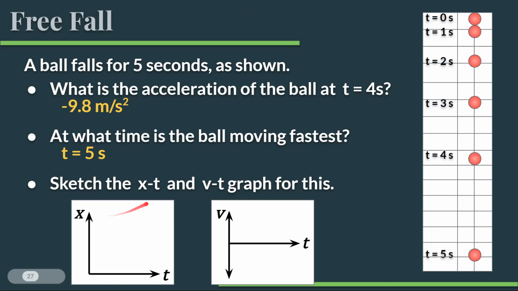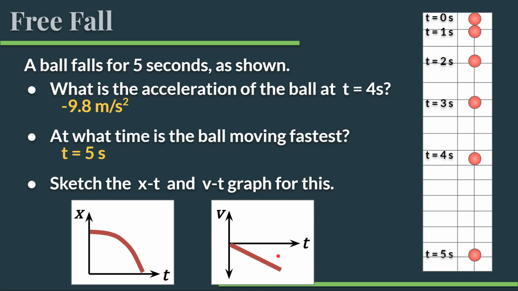Okay, and then sketch the graphs. Again, we looked at this yesterday as well, but if we want to show something falling, our XT graphs pretty much always look like this. This is falling from rest and accelerating. And on my VT graph, falling from rest means I'm starting at the origin, and because I am falling, I'm going to put it in the negative region, moving away from 0.